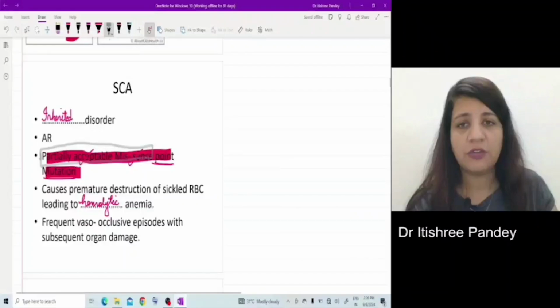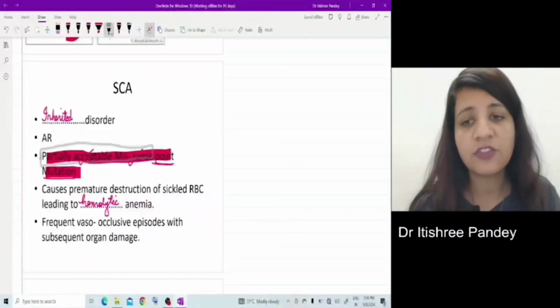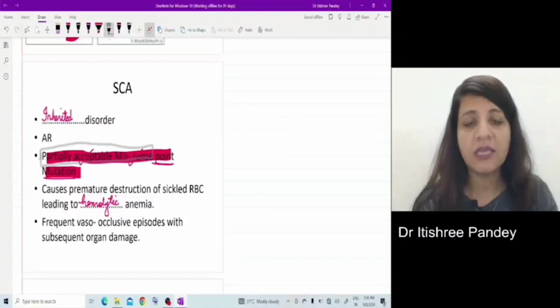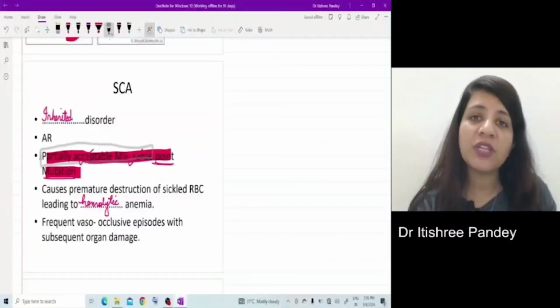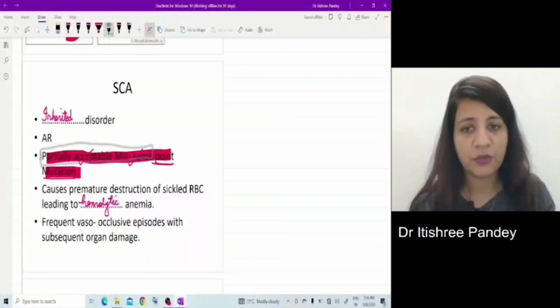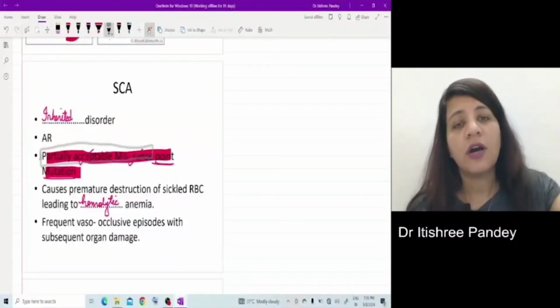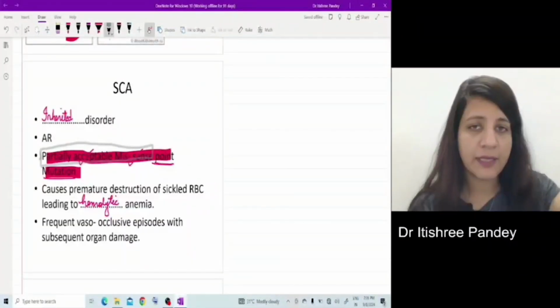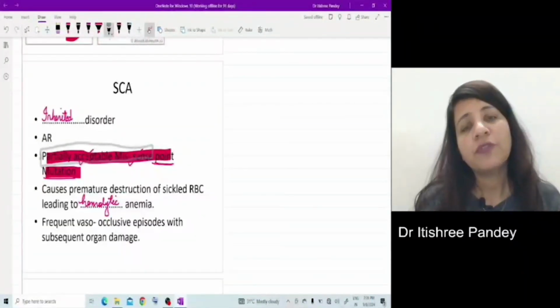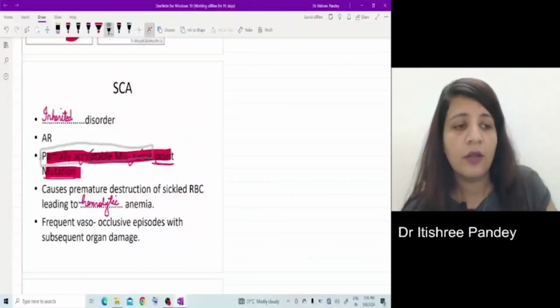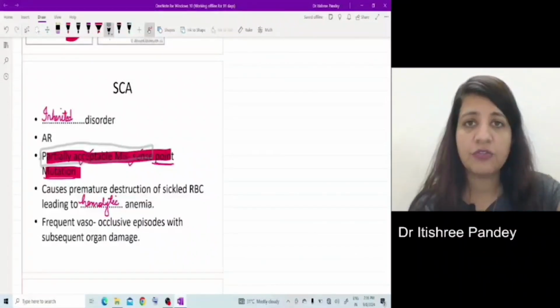Now due to this mutation, the RBC becomes sickled, and this sickling leads to premature destruction of the RBC in the spleen, leading to hemolytic anemia. And due to this, frequent vaso-occlusive episodes, called vaso-occlusive crisis, lead to organ damage in patients of sickle cell anemia. So the patient of sickle cell anemia will have more hospitalizations because of crisis and more morbidity as compared to normal healthy children.